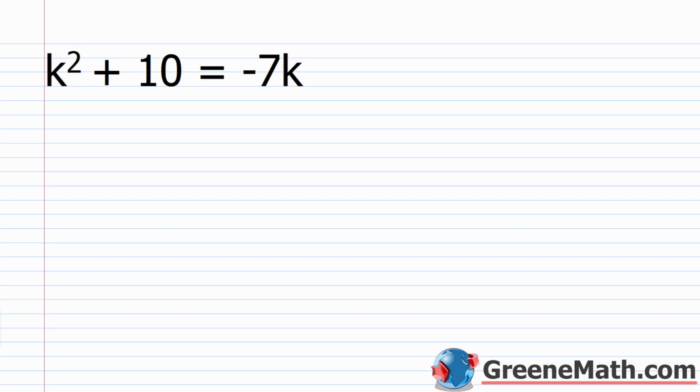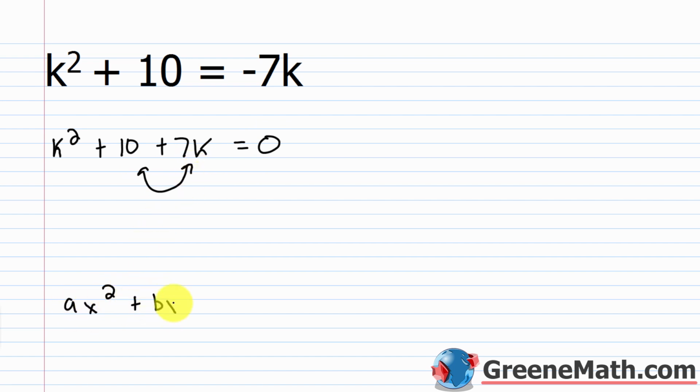All right, for the next one, we have k squared plus 10 is equal to negative 7k. So let's add 7k to both sides of the equation. So we would have k squared plus 10 plus 7k is equal to 0. And I'm going to rearrange the order here because remember, we want this to be ax squared plus bx plus c, and then equals 0. Same thing as if you had standard form for a polynomial, right? You want descending order of power. So k squared, then k to the first power, then your constant.